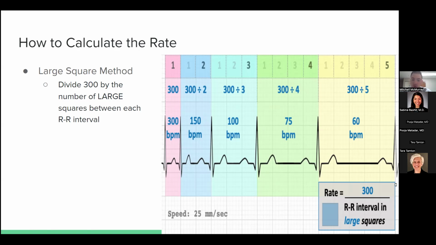You can just keep marching that down. So it's 300, 150, 100, 75, 60, 50, 38. You can just go down the line. If you just remember that calculation, you can figure out what the beats per minute are between each R-to-R interval, and that's helpful.